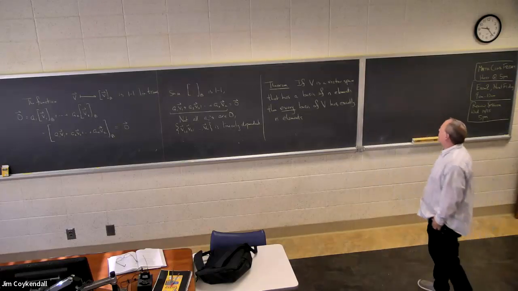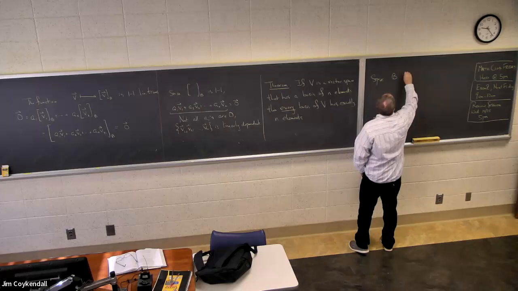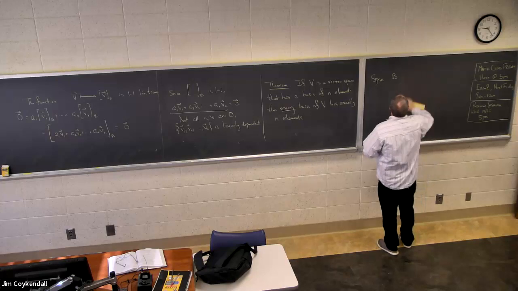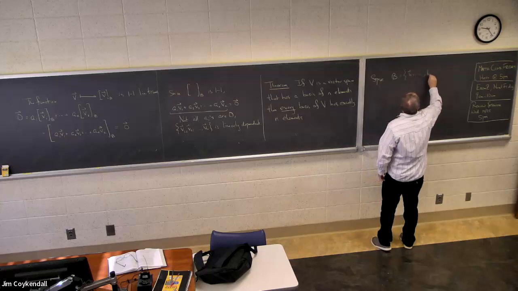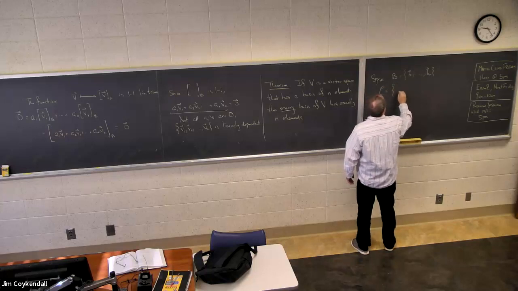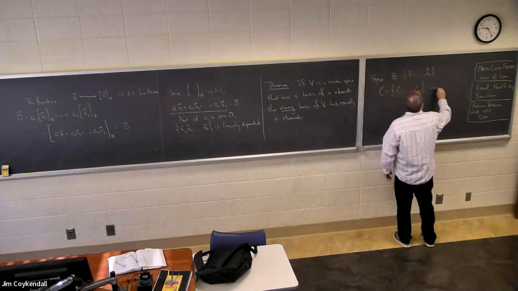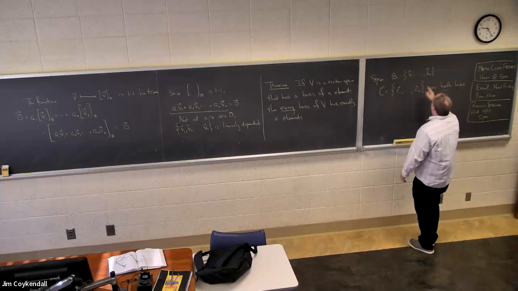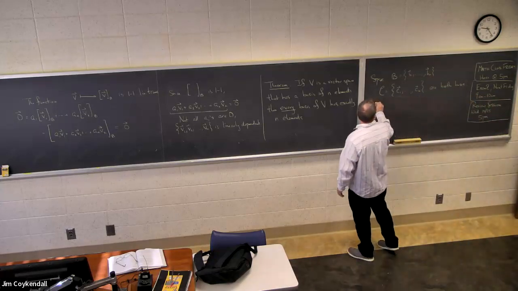Why is that? Well, suppose B and C are both bases. I can write this out as B equals b1 up to bn, and C equals c1 up to ck, both bases. So suppose I've got a basis of n things, and I've got a basis of k things.